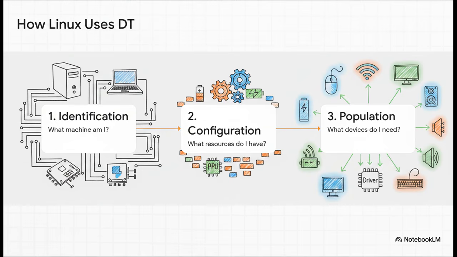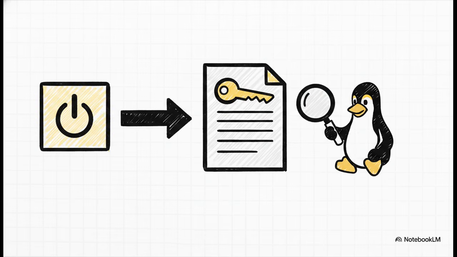First, the kernel has to identify the platform. It asks, what machine am I actually running on? Then comes configuration, where it figures out, okay, what resources do I have to work with? And finally, there's device population, where it goes, all right, what actual devices are on this board that I need to set up? What's interesting is this whole process kicks off before Linux is even really fully running.